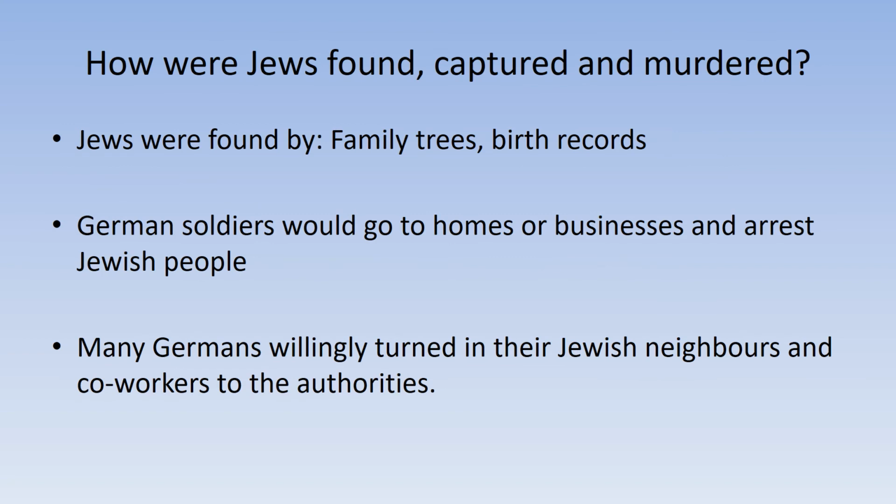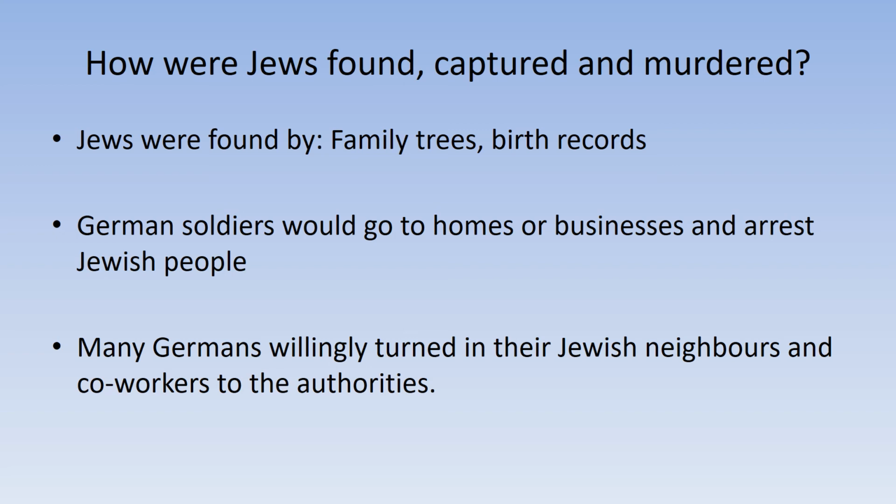A lot of students often ask how Jews were actually found, captured, and murdered, because people could just claim that they weren't Jewish. The main way was by looking at family trees and birth records, and Hitler actually gave jobs to people specifically to track down Jewish people living in Germany and across Europe. German soldiers might often go into homes or businesses and arrest people who were suspected of being Jewish, and in that case, the burden of proof lay on the individual. So if the Nazis were accusing you of being Jewish, you had to prove that you were German. And that meant having your family tree tracing back to at least your grandparents to prove that they were not Jewish.